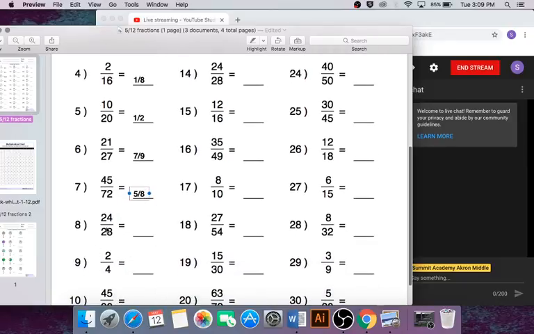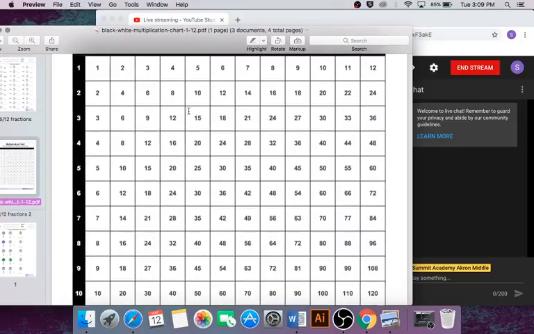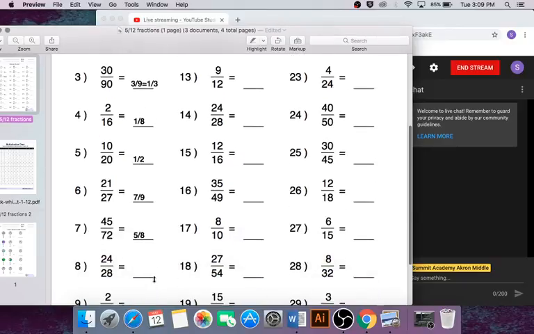Next we have 24 and 28. So 2 goes into 24 and it will go into 28, but we're going to look to see if we find a bigger number. 3 goes into 24, but not 28. 4 goes into 24 and 28. So 4 times 6 is 24, and 4 times 7 is 28. So our answer is going to be 6 over 7.